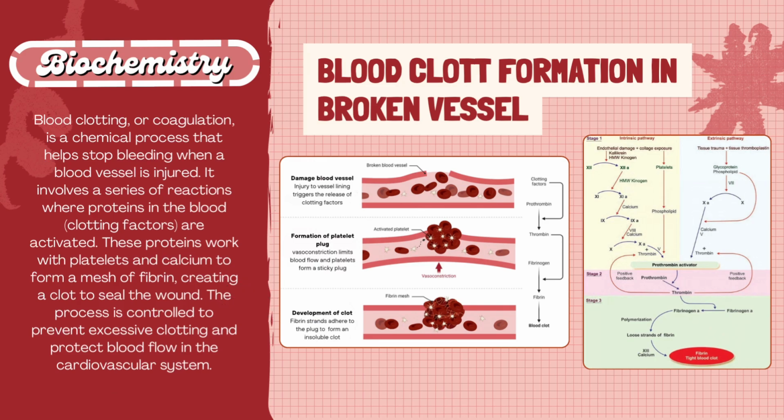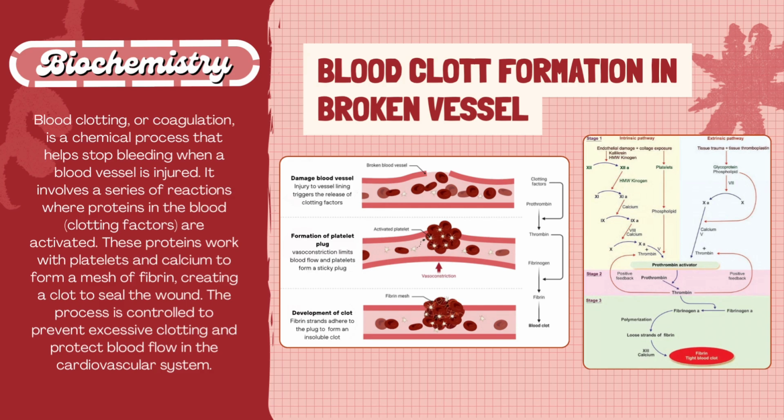Blood clotting, or coagulation, is a chemical process that helps stop bleeding when a blood vessel is injured. It involves a series of reactions where proteins in the blood are activated. These proteins work with platelets and calcium to form a mesh of fibrin, creating a clot to seal the wound. The process is controlled to prevent excessive clotting and protect blood flow in the cardiovascular system.